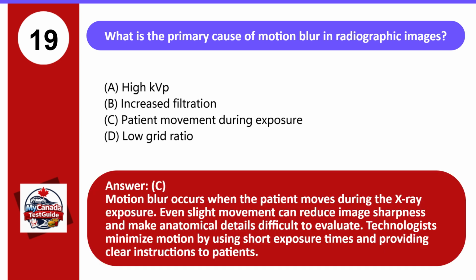Motion blur occurs when the patient moves during the X-ray exposure. Even slight movement can reduce image sharpness and make anatomical details difficult to evaluate. Technologists minimize motion by using short exposure times and providing clear instructions to patients.